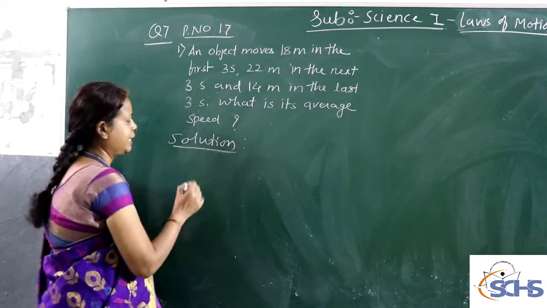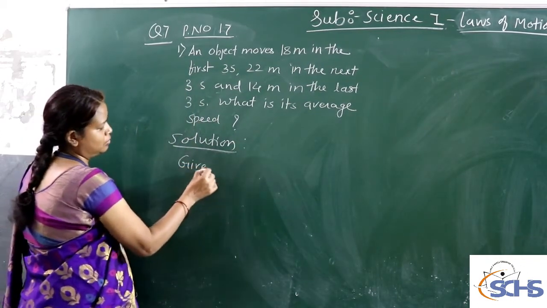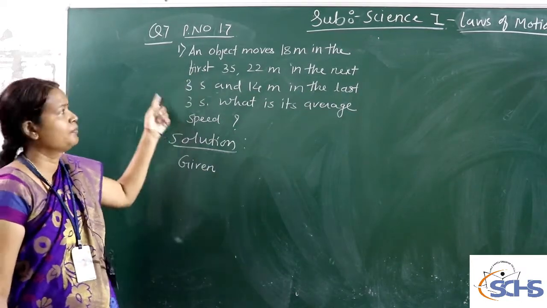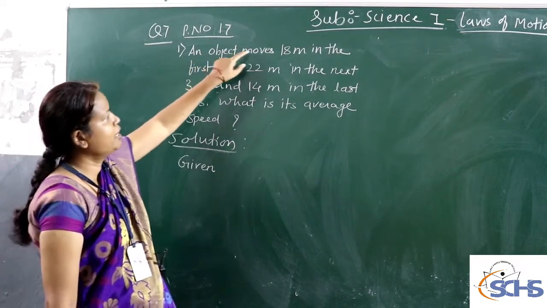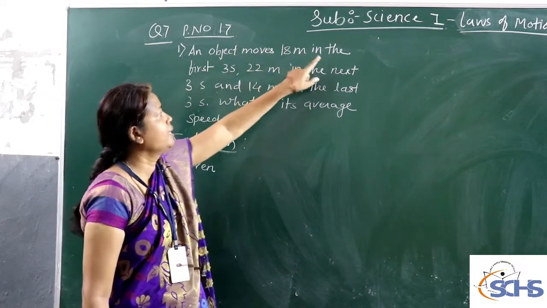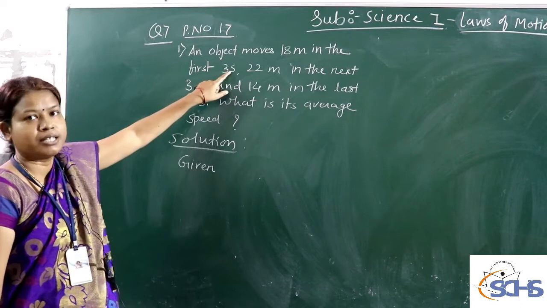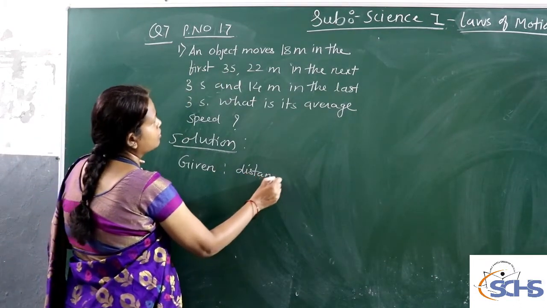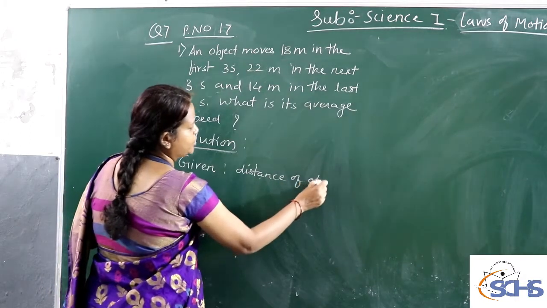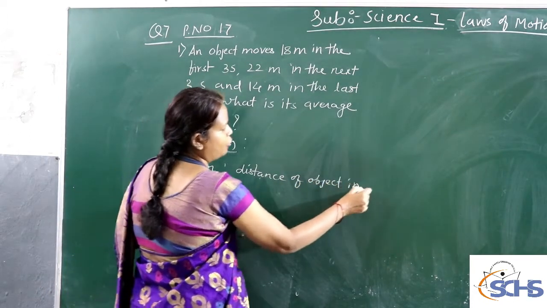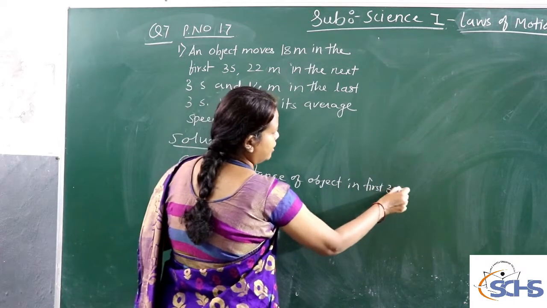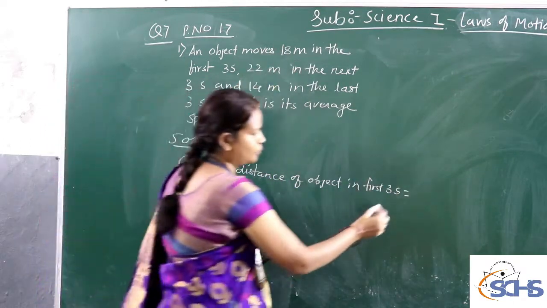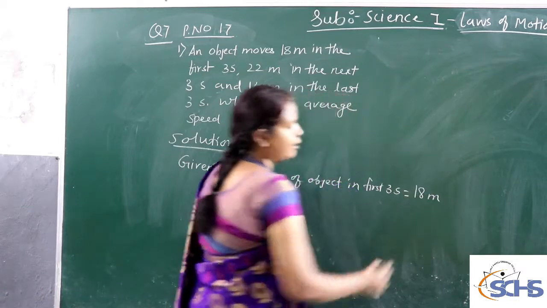First step is given. What is given in the example? What is given in the problem? An object moves 18 meter in the first 3 seconds. So, distance of object in first 3 seconds is equal to 18 meter. How much is it? It is 18 meter.